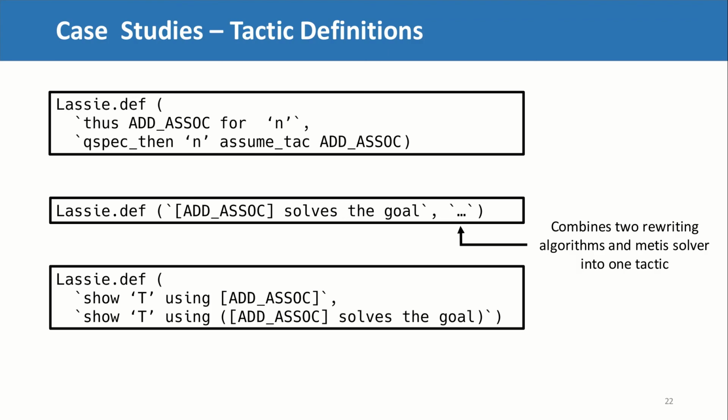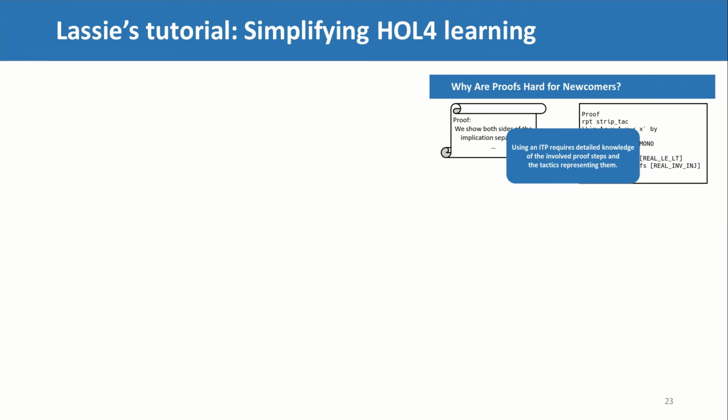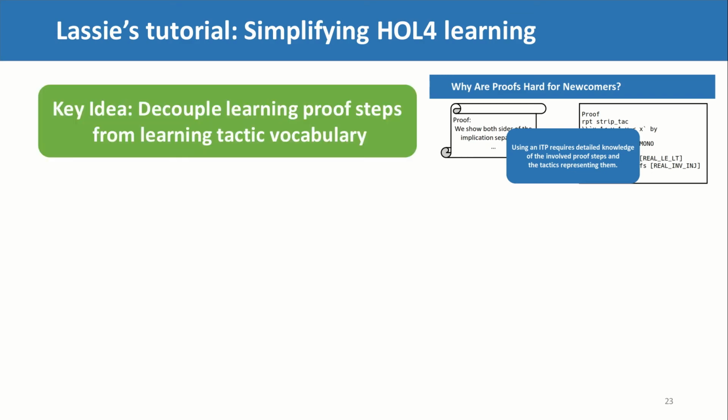With this, I want to stop talking about the case studies now and go into the HOL4 tutorial. So if you think back, our initial motivation was that using an ITP system requires detailed knowledge about both the involved proof steps and the tactics that represent these proof steps. And now, looking back at the features that Lassie provides, the key idea was that we can decouple learning the proof steps from learning the actual tactic vocabulary using the functionalities provided by Lassie.